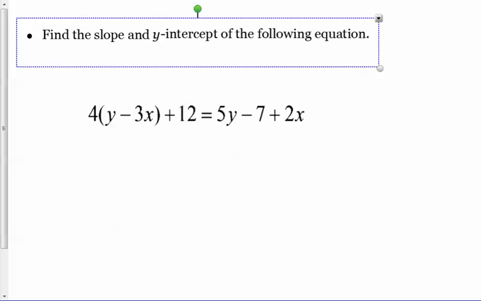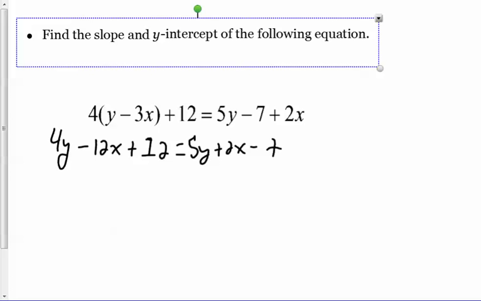Find the slope and the y-intercept of the following equation. The first thing I'm going to do is polish things up here. I'm going to distribute that 4. So I got 4y minus 12x plus 12 equals 5y plus 2x minus 7.